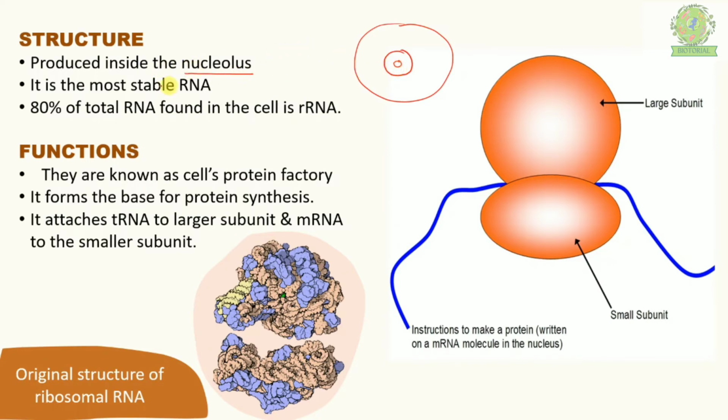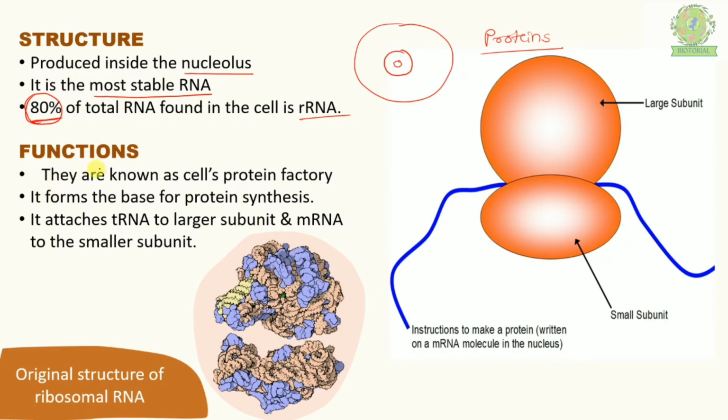Ribosomal RNA is the most stable RNA. Why is it the most stable RNA? Because it has to synthesize proteins, so it has to stay very stable. If it itself is unstable, then it will not be able to synthesize the proteins inside the cell. The next point is that it comprises 80%. Of the total RNA, which includes mRNA, tRNA as well as rRNA, 80% is comprised by rRNA, that is ribosomal RNA.